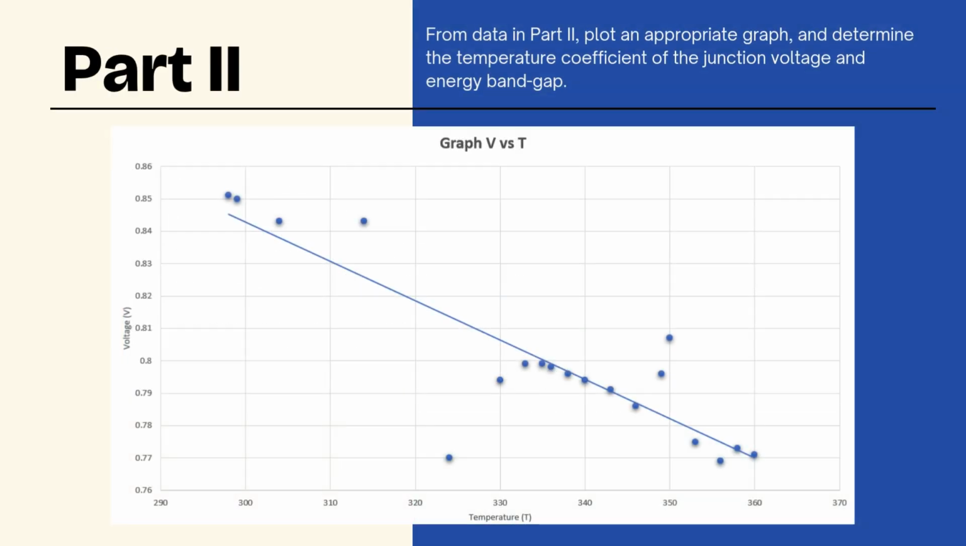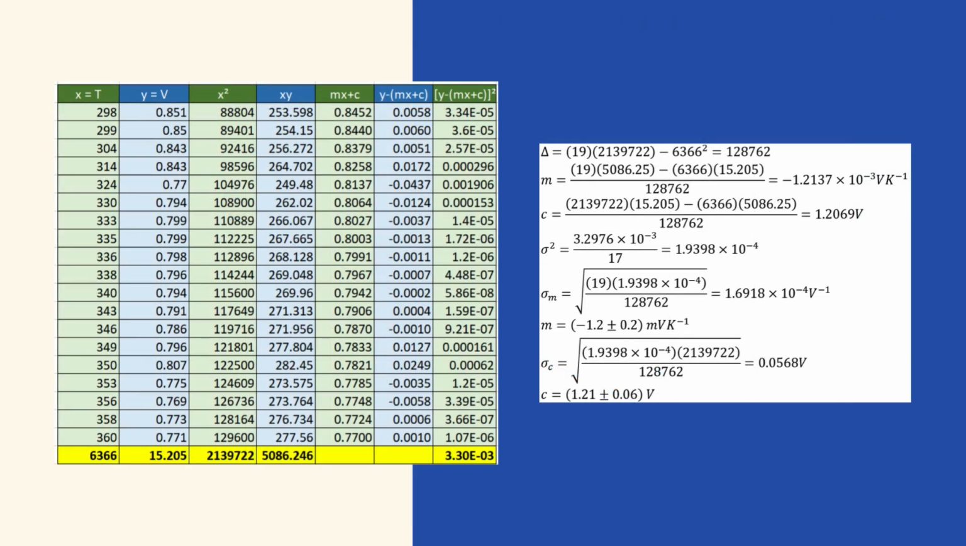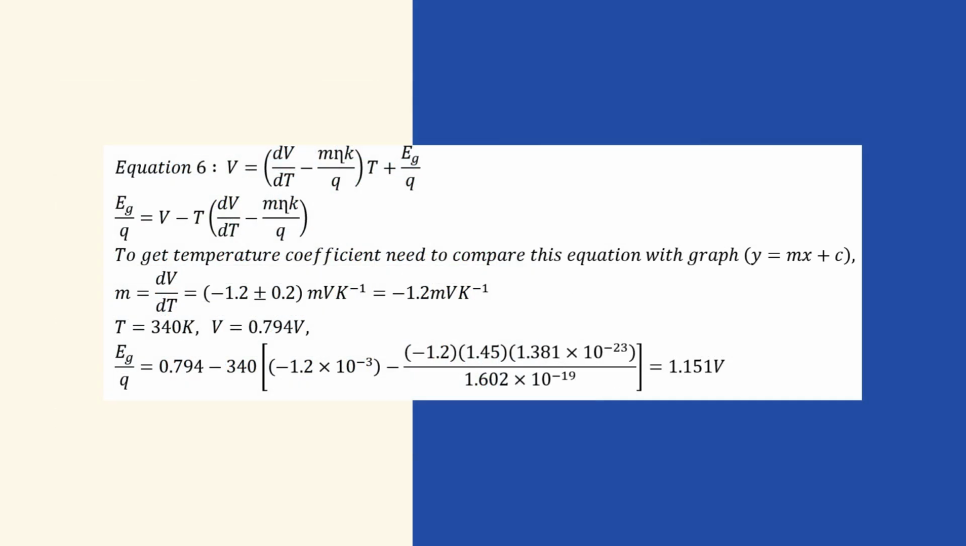For part 2, we also have to plot a graph and determine the temperature coefficient of the junction voltage and energy band gap. As shown in this slide, I already plotted the graph V versus T. This slide shows the LSM table that I calculated to find the M and C values with their uncertainty for this graph. From the M and C values, we can find the temperature coefficient and energy band gap.